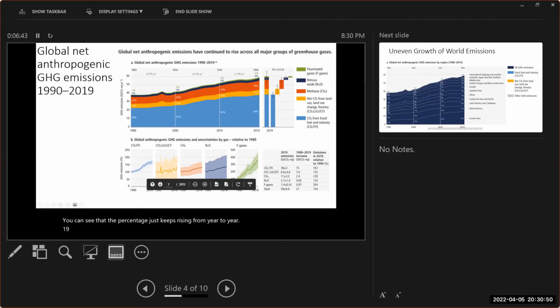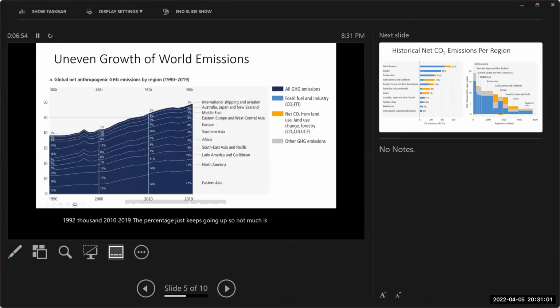1990, 2000, 2010, 2019, the percentage just keeps going up. So not much is being done with respect to these percentages. I didn't mean to advance that. I was trying to see what's at the bottom. So I can just move on.